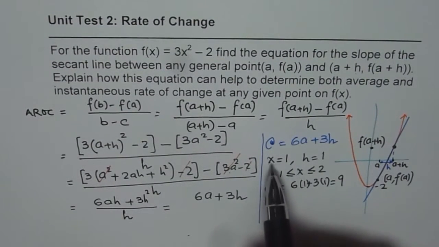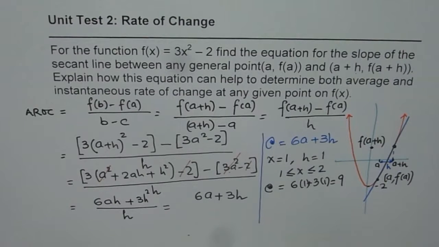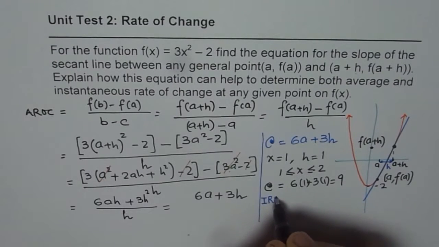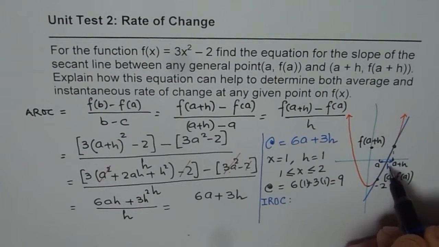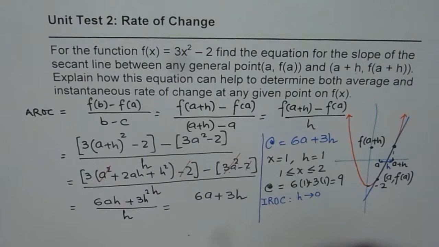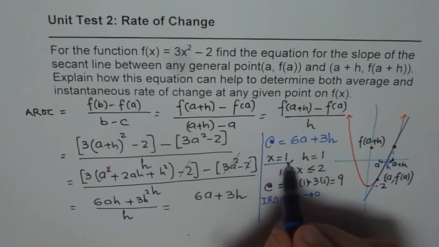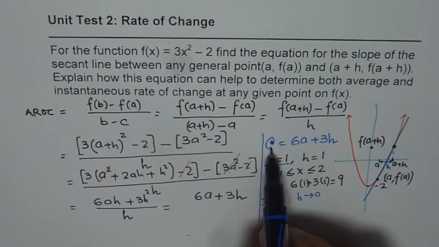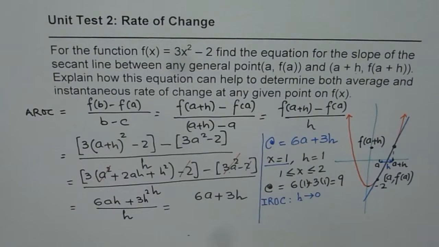But if I want instantaneous rate of change, then what should I do? In that case, I'm looking for a point which is very, very close. So we say, well, let h approach 0. Correct? And then we'll find the instantaneous rate of change at x equals 1. Now, if h is approaching 0, then the instantaneous rate of change at 1 will be 6. You get the point? Right? So that is how we can find instantaneous rate of change.